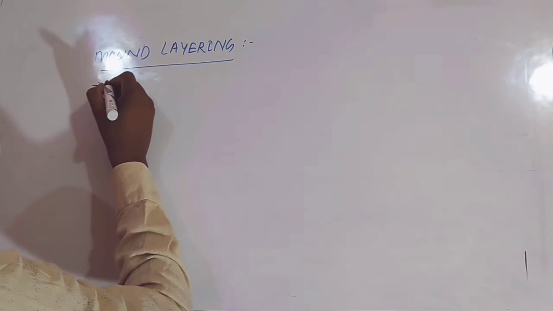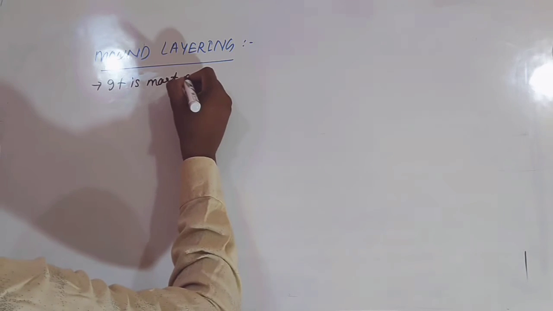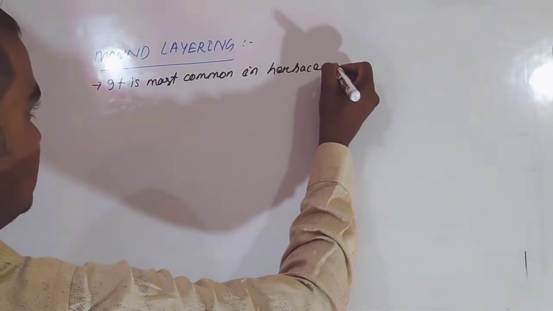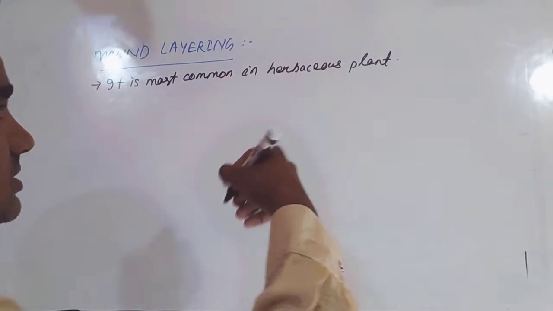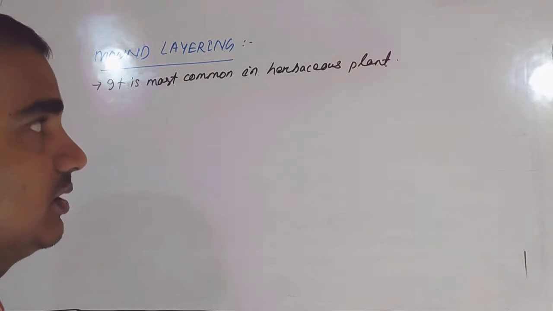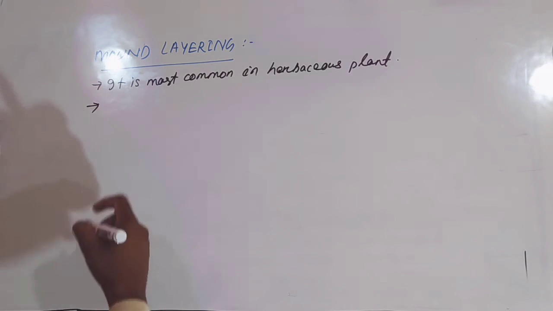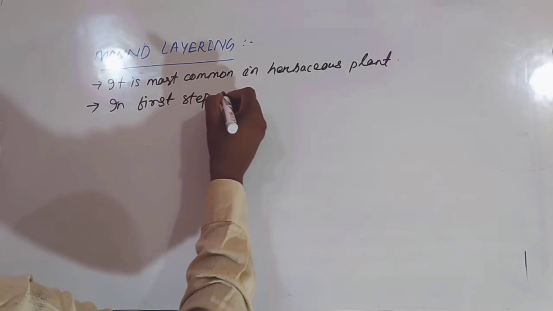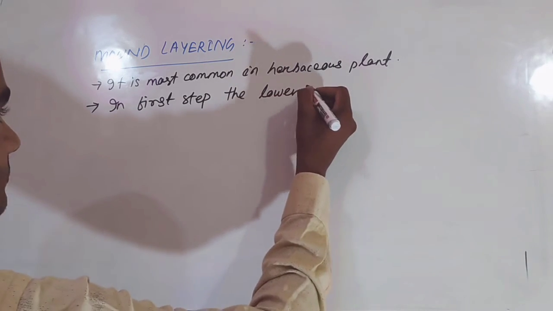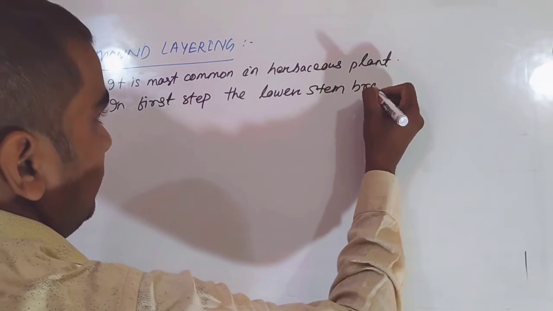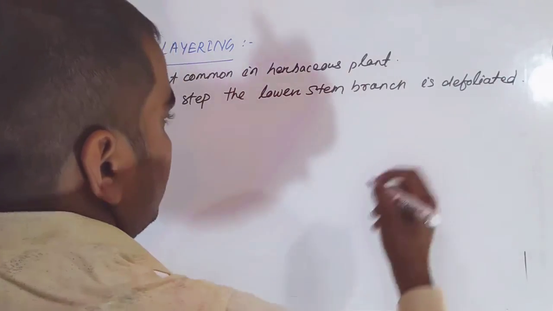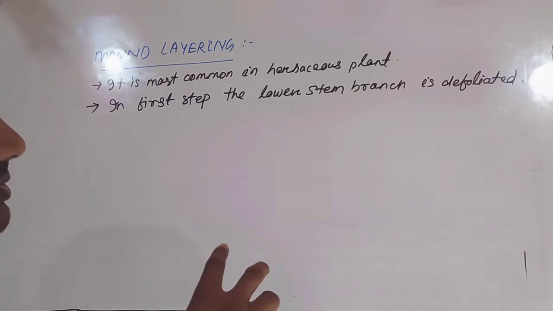The most important thing about mound layering is that it is most common in herbaceous plants, because in herbaceous plants the lower stem branch is just above the soil surface, and in the first step the lower stem branch is defoliated.